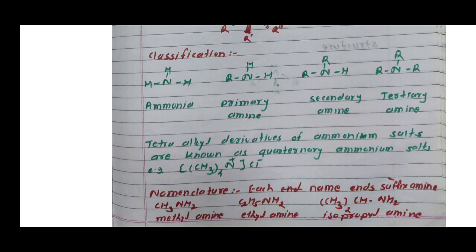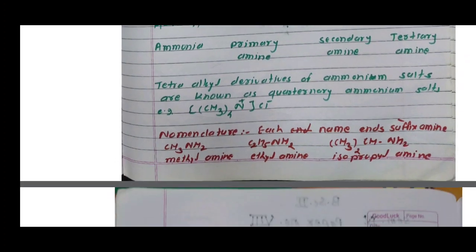After classification, next is the nomenclature. For common names, each name ends with the suffix amine. For example, CH3NH2 is methylamine, C2H5NH2 is ethylamine. And suppose (CH3)2CHNH2, with branching at carbon atom number 2, the name of this compound is isopropylamine. Each name ends with suffix amine. This is the common name.